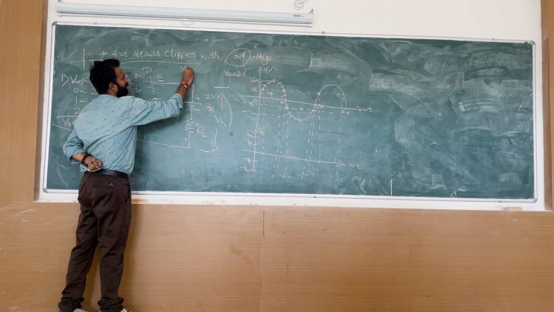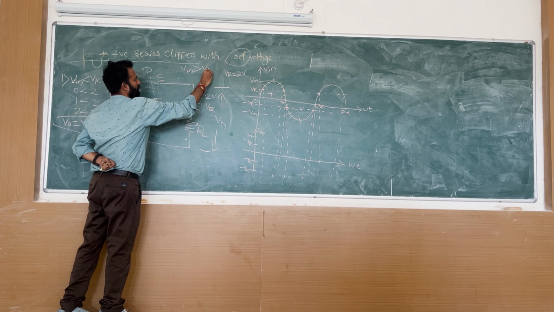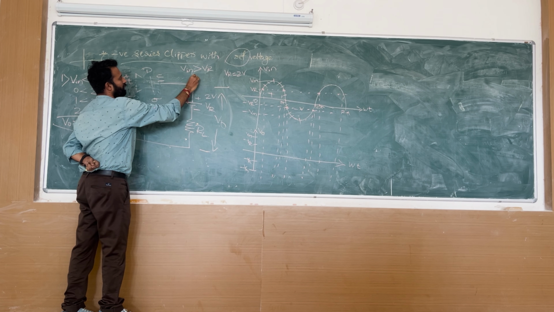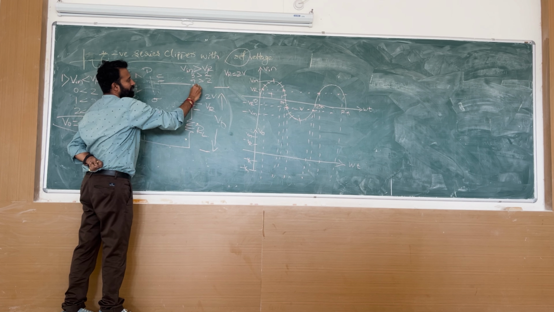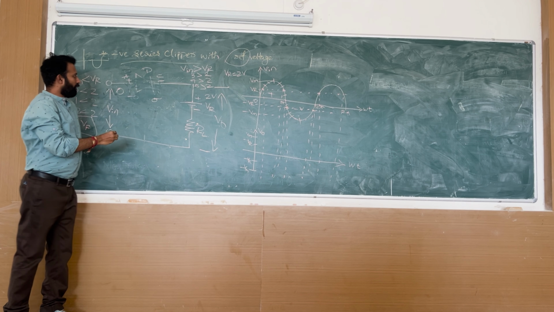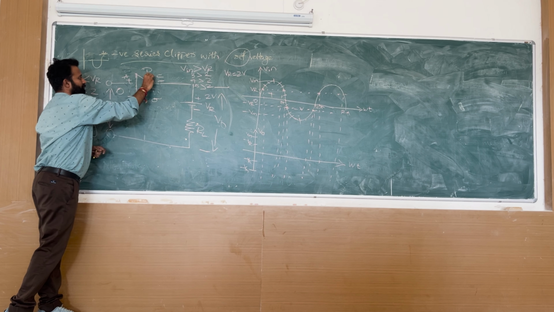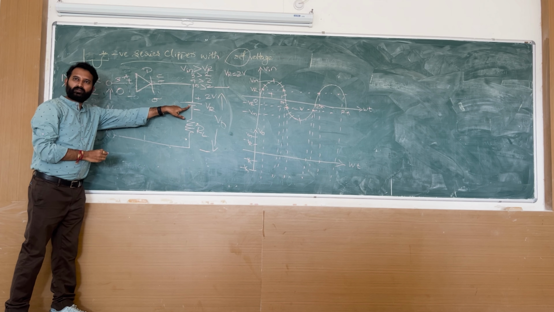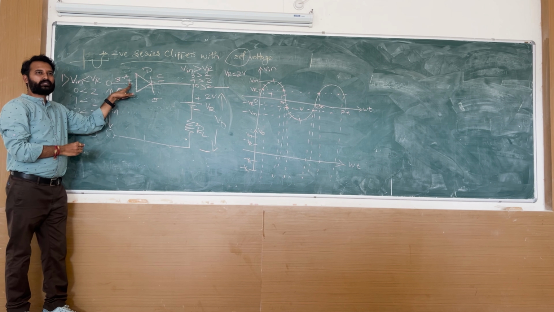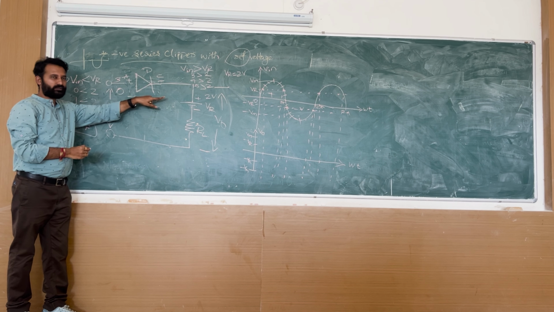Now the second case: if your input is greater than VR. Greater than VR means 3 is greater than 2, 4 volt is greater than 2, 5 volt is greater than 2. Now this is your diode. I am applying 3 volt here. 3 is greater than 2. Say yes or no? The anode becomes more positive compared to the cathode.